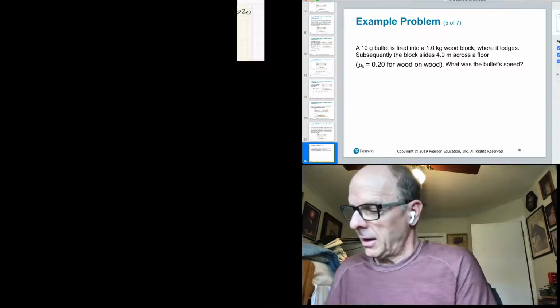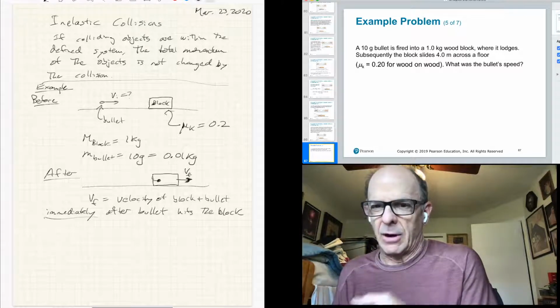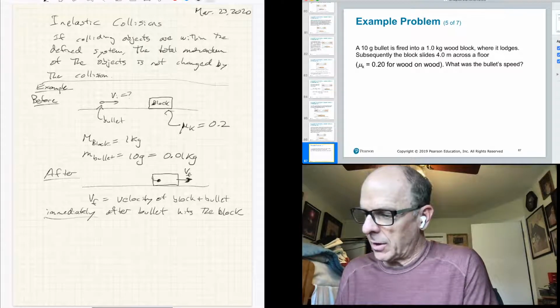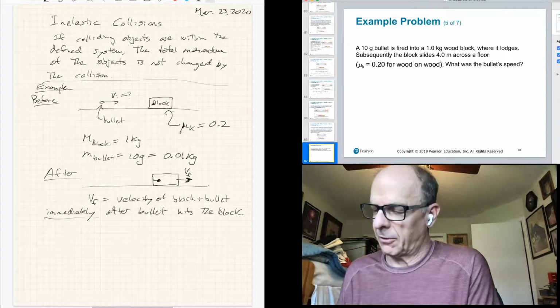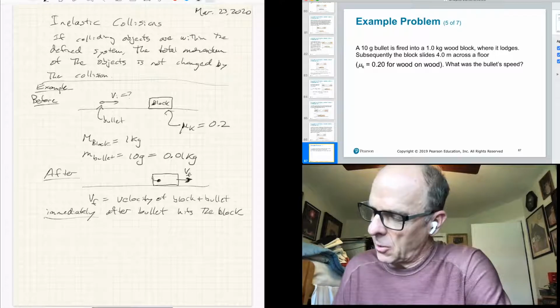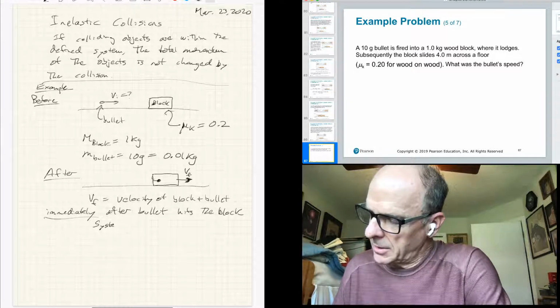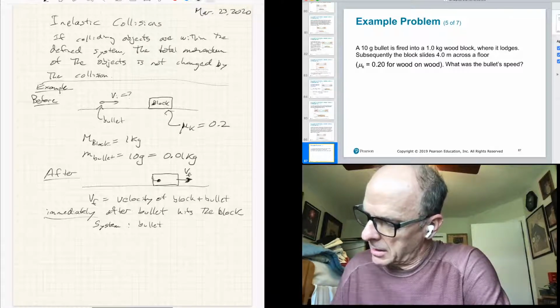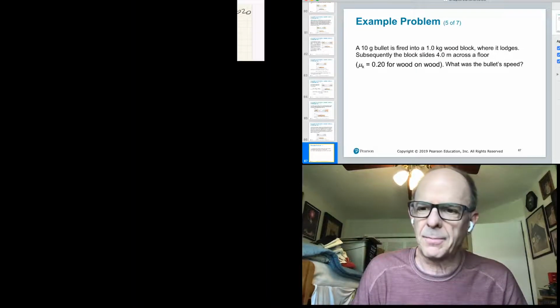So immediately after the bullet hits it, friction hasn't done anything yet. So we want to figure out what that velocity is. Then we know it travels for 4 meters. So we're going to come to that. We're going to define our system as the bullet and the block.